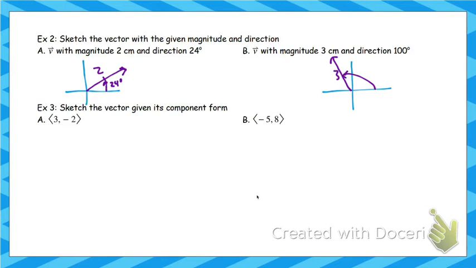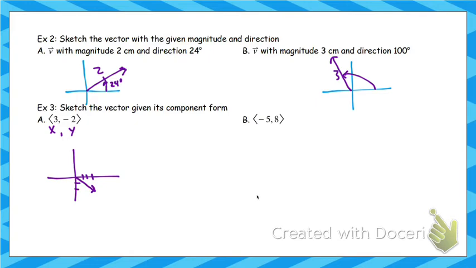All right, let's do component form. So remember, this is an x distance and a y distance. So what I'll do is I'll start at 0, and I'll go over 3 and down 2. So my vector would start here and end there. Now the interesting thing about this from component form, the one I just drew was the one that's in standard form.